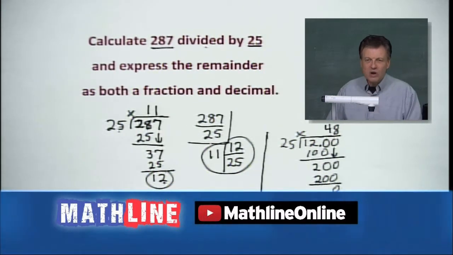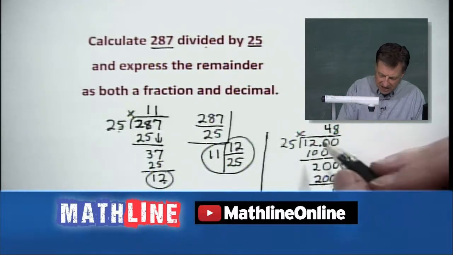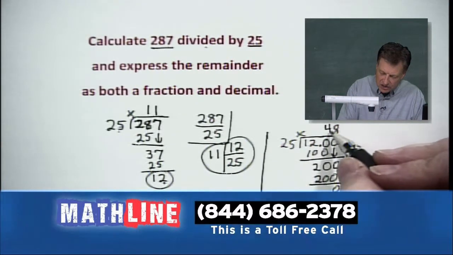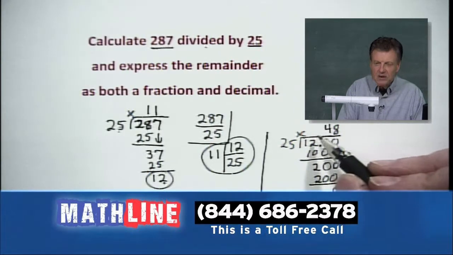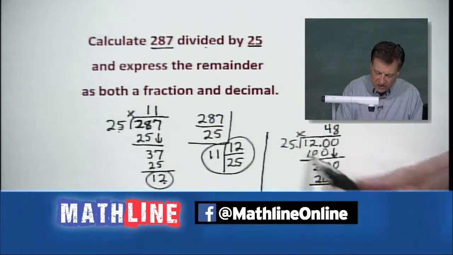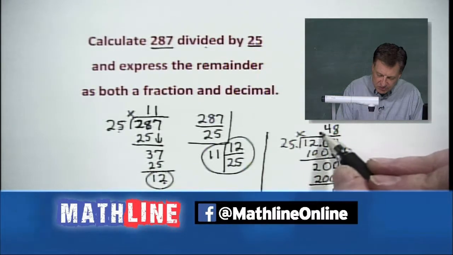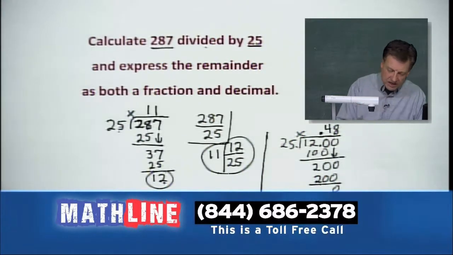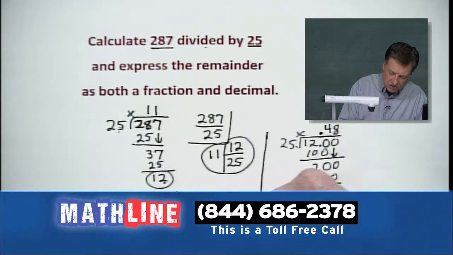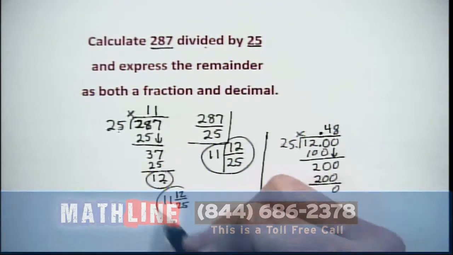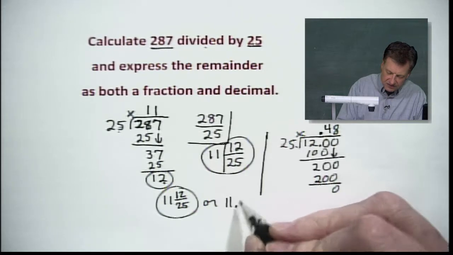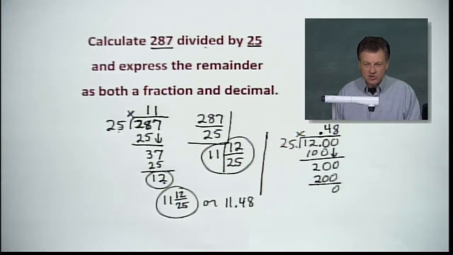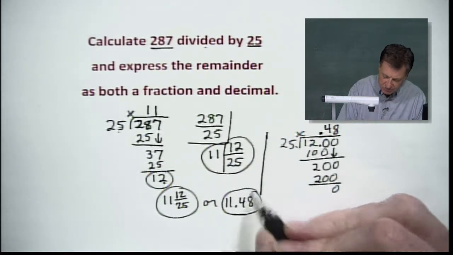Now, the question is, where is the decimal? And it was very critical that we put the 4 in the right place here to start with. If you put it over the 2, you got a problem. But the way it worked out here, we have our decimal going straight up there. So we could have 11 and 12 25ths, that was the fraction form. Or 11 and 48 hundredths. And that would be your decimal form.